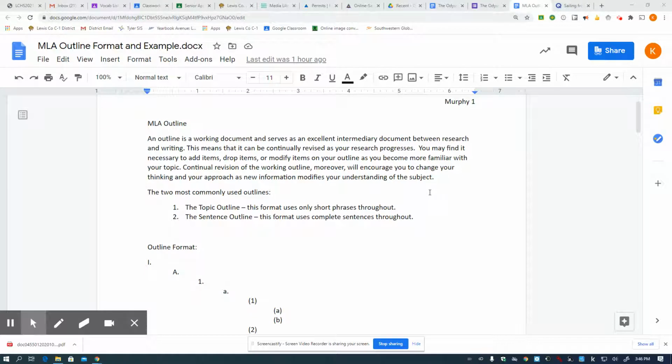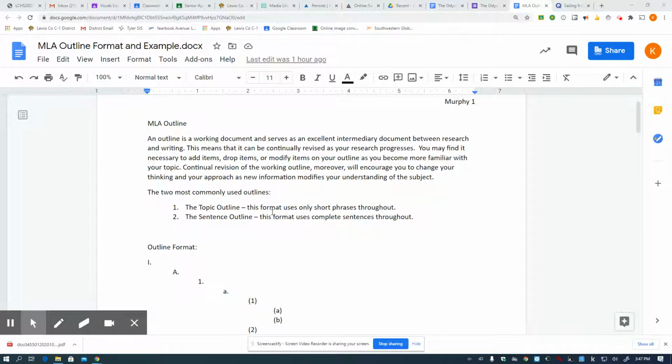So as you can see here, an outline is a working document and serves as an excellent intermediary document between research and writing. This means that it can be continually revised as your research progresses. You may find it necessary to add items, drop items, or modify items on your outline as you become more familiar with your topic. Continual revision of the working outline, moreover, will encourage you to change your thinking and your approach as new information modifies your understanding of your subject.